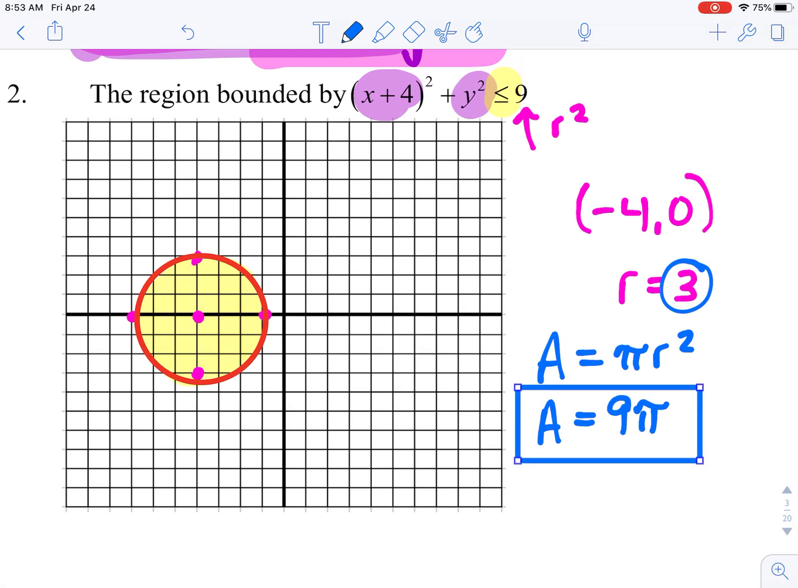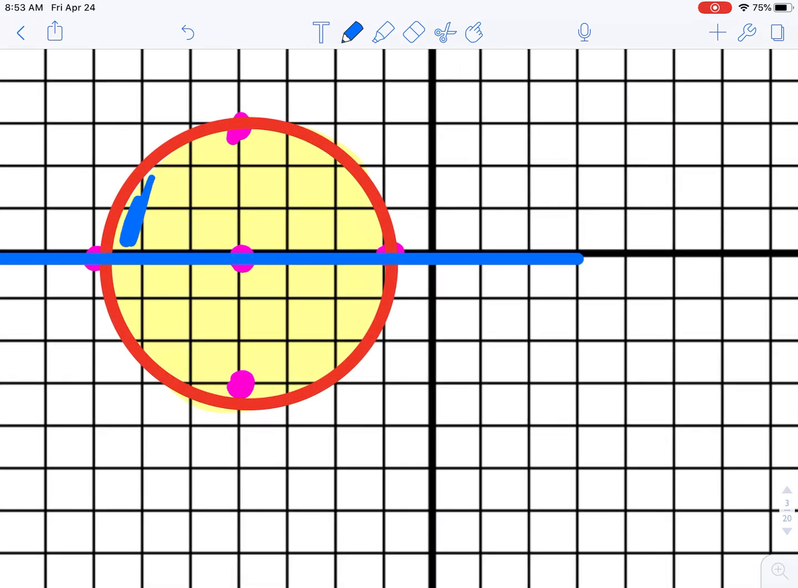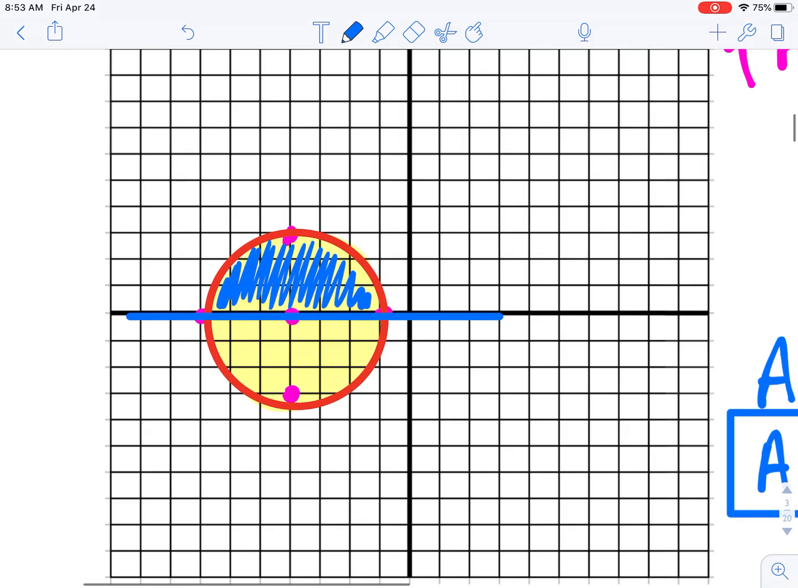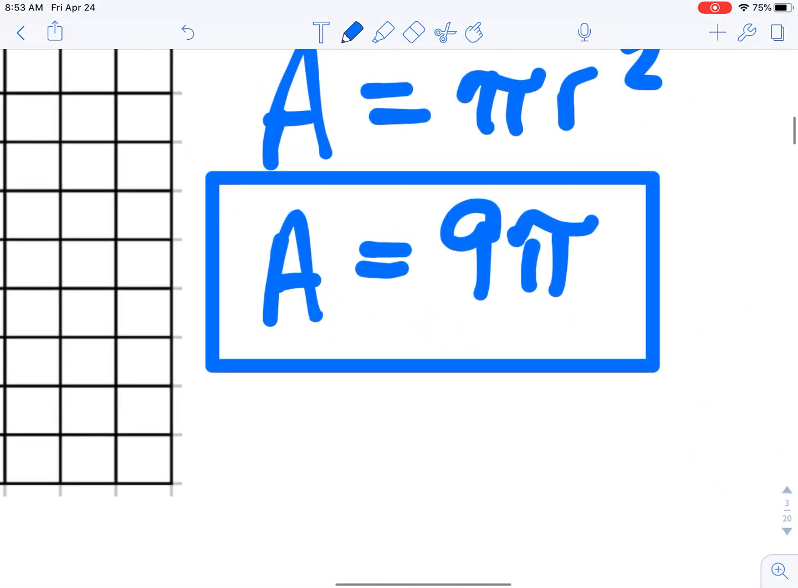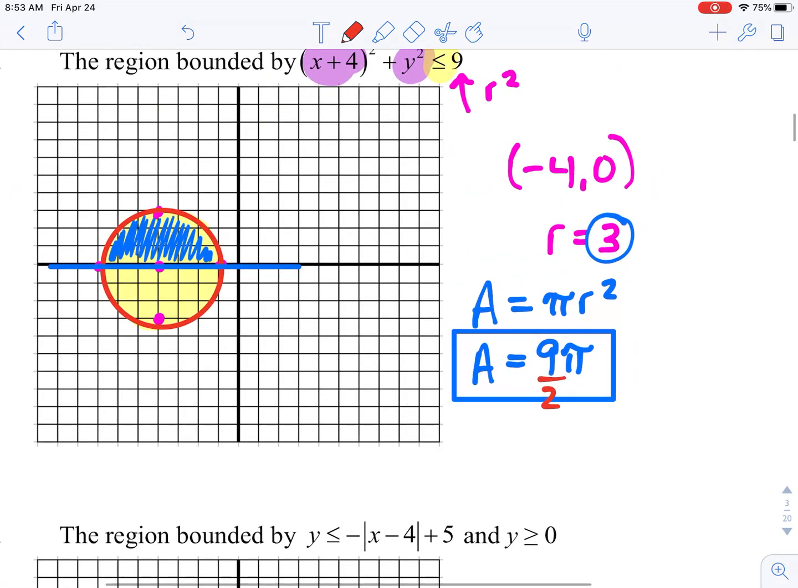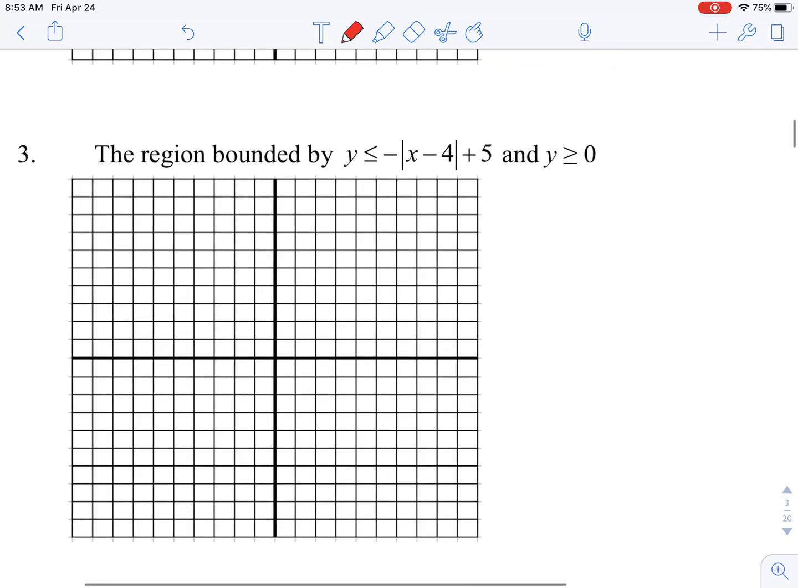On your homework, there is a problem that they're going to either bound it by the x-axis, or maybe they'll say greater than 0 or less than 0. And when you do that, you're only looking at half of the circle. So what you would end up doing is cutting that circle in half. If they divide nicely, you can divide them. If not, you would just leave it as that fraction. So there is a problem that's looking for just half of your circle.